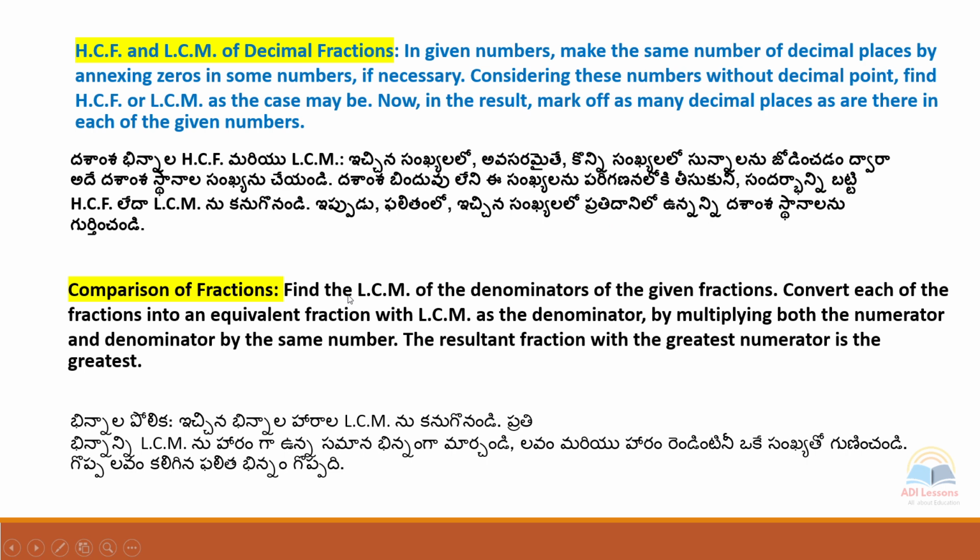Comparison of fractions. Find the LCM of denominators of the given fractions. Convert each of the fractions into an equivalent fraction with LCM as the denominator by multiplying both the numerator and denominator by the same number. The resultant fraction with the greatest numerator is the greatest.